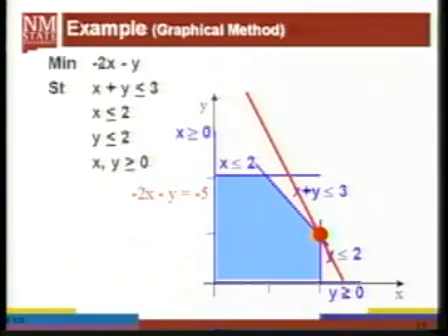Then let me just ask you at this point, which constraint is binding if you consider the optimal point, which is this. We have two binding constraints, which is this and this, right? And this constraint is a non-binding constraint because there is a gap between this line and this optimal point, right? Is that correct?